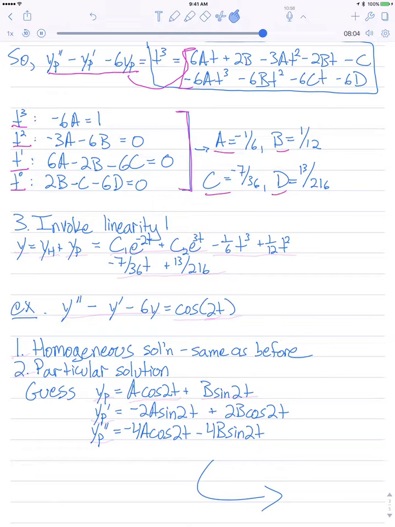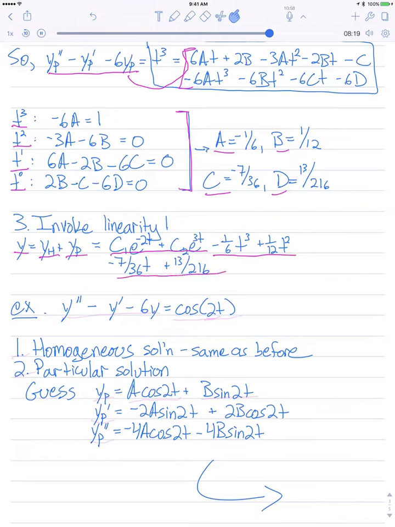And then the final step is we invoke linearity, meaning that the final solution to the equation y is the sum of the homogeneous solution and the particular solution. So that's our pair of exponentials plus this cubic polynomial that we found here.